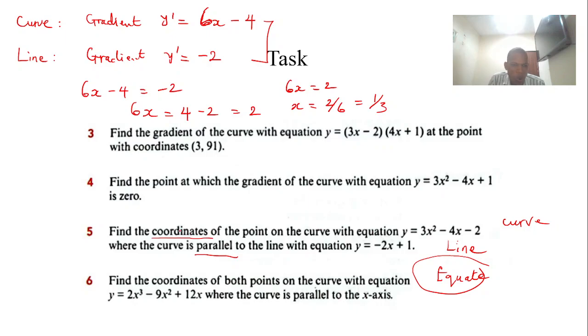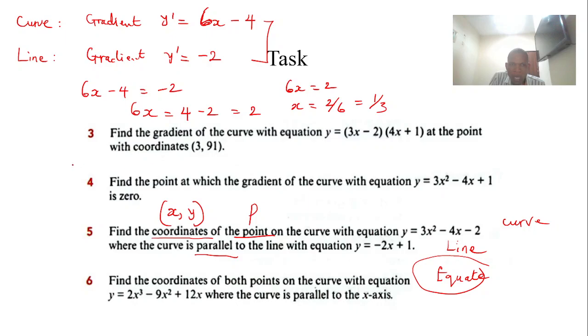Now the question says find the coordinates. When you see coordinates, it means you must find the value of x and the value of what? y, okay? And it must form a point, right? So find the coordinate of the point. Now let's call the point P, all right? Now how do I finish this? I only have the x coordinate, which is 1 over 3. Now how do I find the y coordinate?